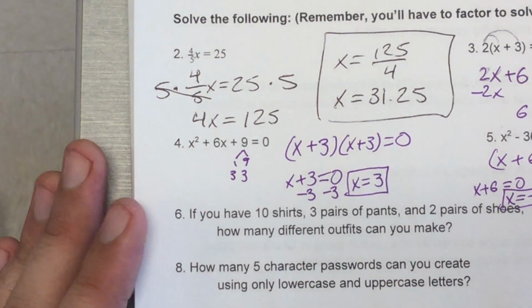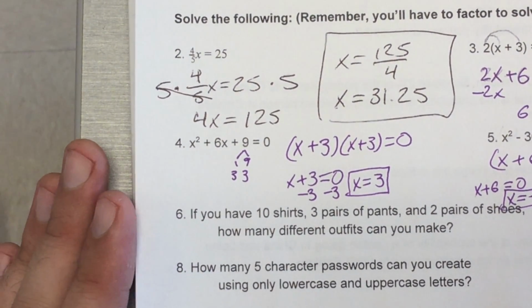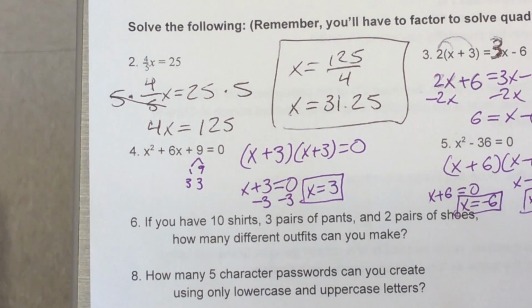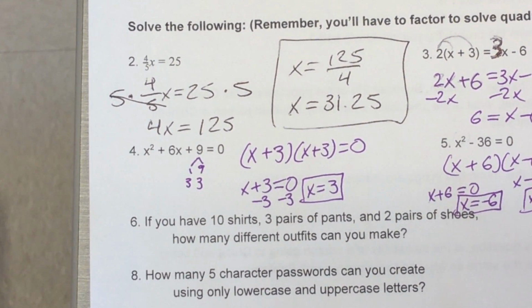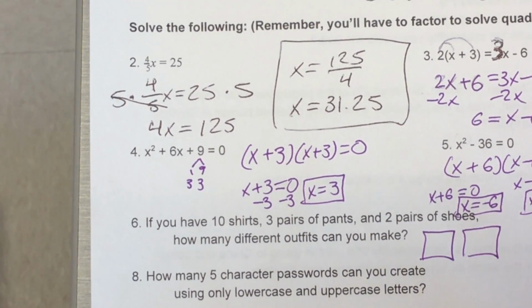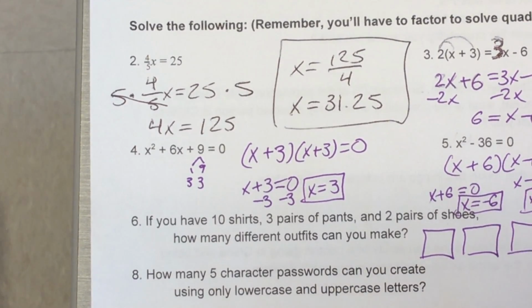All right, 10 shirts, 3 pairs of pants, 2 pairs of shoes. I want to figure out how many different outfits we can make. How many choices are we making? We're making a choice for a shirt, a choice for pants, and a choice for shoes. That's 3 choices.